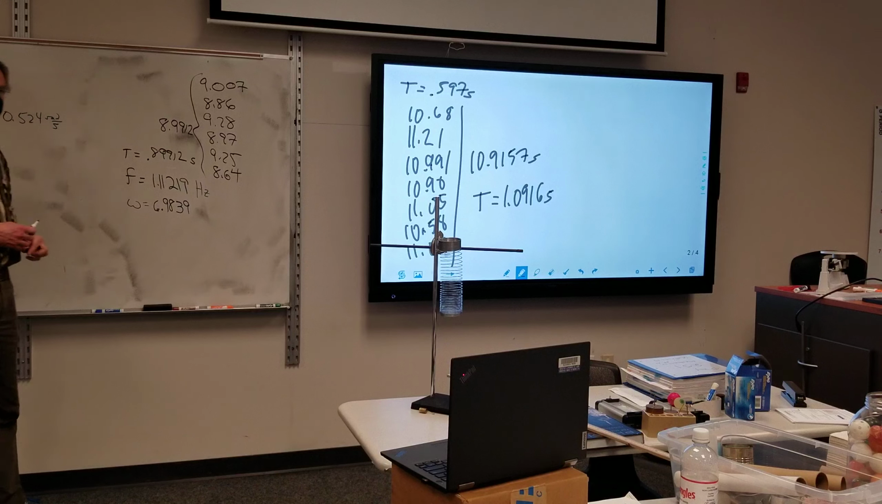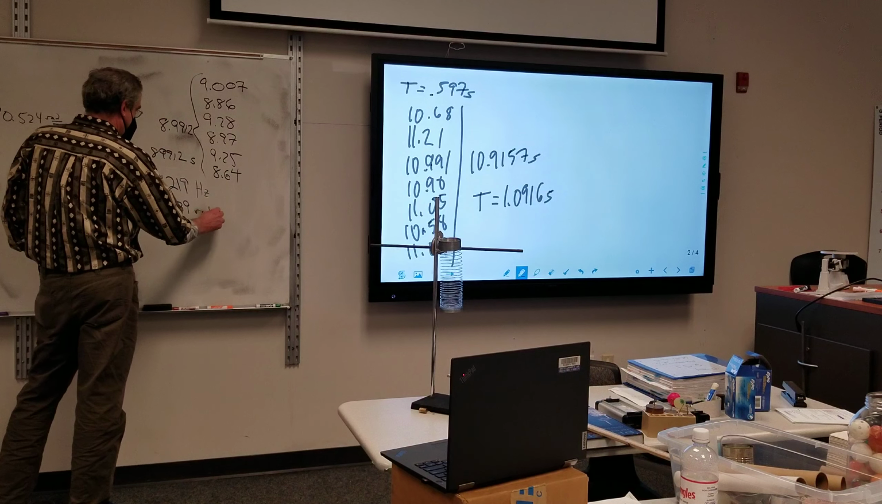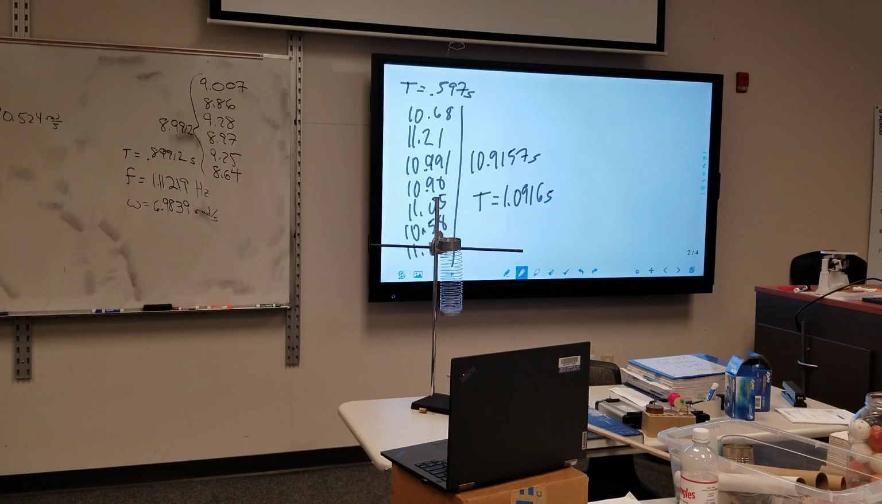Units of angular frequency? Radians per second. All right, so that is equal to the square root of k over m. So we're basically trying to find m right here. We have our value of k. So omega is equal, so we have 6.9839 is equal to the square root of 2.215 divided by m. This is the mass of the spring, or effective mass of the spring.